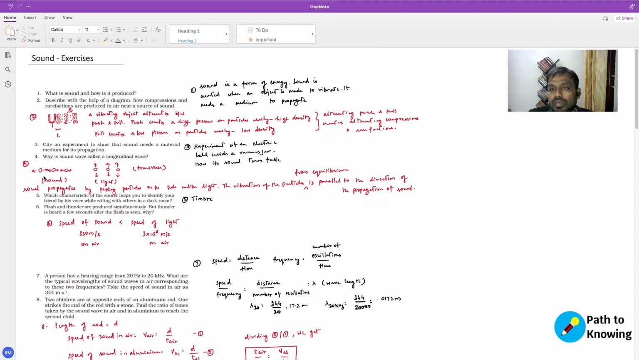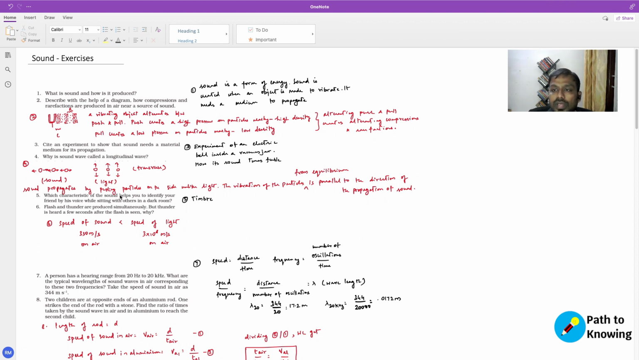So the particles in a sound wave move in a line that is parallel to the direction of propagation of the sound, whereas the particles in a light wave move in a direction perpendicular to the direction of propagation of the light. That is why it's called a longitudinal wave, because the push and pull happens along the direction of propagation.